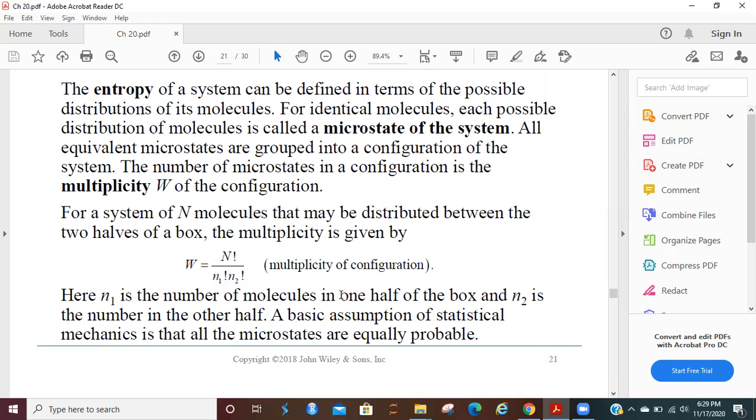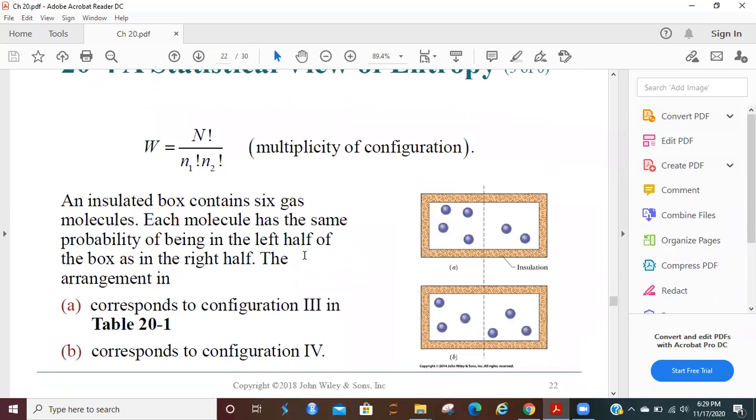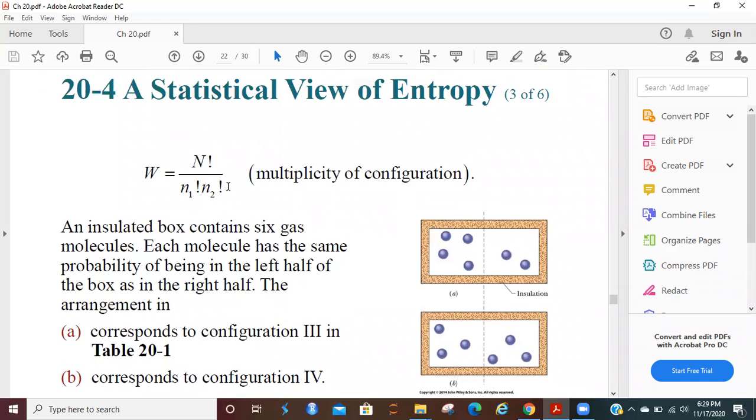N sub 1 is going to be the number of molecules in one half of the box, N sub 2 is going to be in the other half, and the basic assumption of statistical mechanics is that all microstates are equally probable. In other words, one microstate is not going to be favored over another. So here, you've got the multiplicity of configuration.